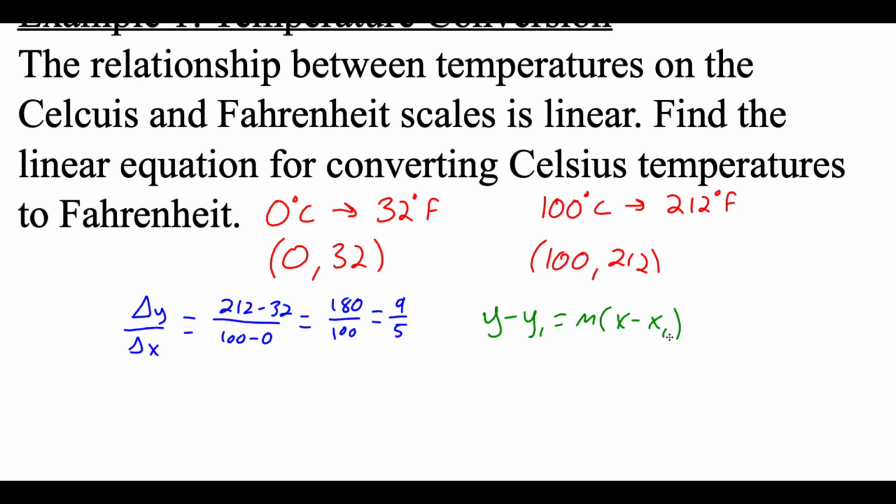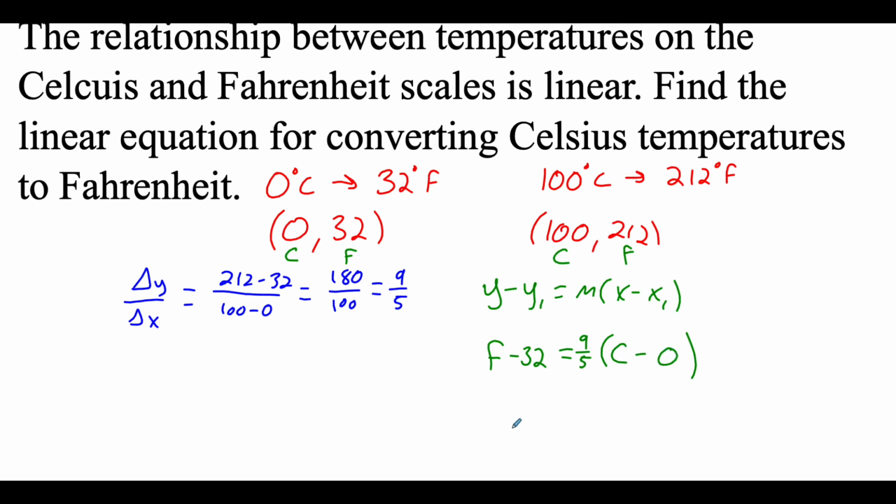If we look at those ordered pairs, we put our Celsius temperature first, so that's kind of like our x value, and we put our Fahrenheit temperature second, so that's like our y variable. So instead of using y, I'm going to use F, and instead of using x, I'm going to use C. So using this first point, (0, 32), I'm going to do F minus the F value of 32 equals our slope of 9/5 times (C minus that C value of 0). Now, if we look at the right-hand side, C minus 0 simplifies down to just C. So we have F minus 32 equals 9/5 C.